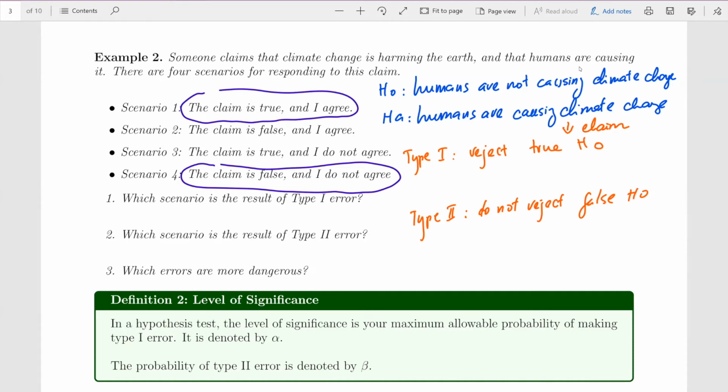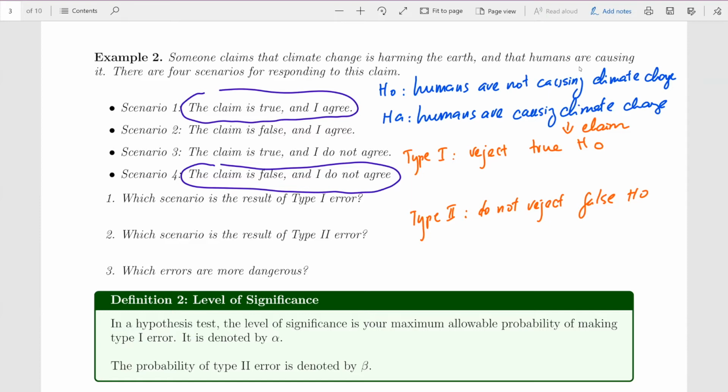So when you come up with the hypothesis for this type of claim, the null hypothesis is always stating that there's no association, right? Or the association is zero. So the association that we are looking at here is humans and climate change. Do humans cause climate change? And usually the null hypothesis should be no, humans are not causing climate change. And the alternative statement is yes, humans are causing climate change. And in this case, the alternative hypothesis statement is the claim.